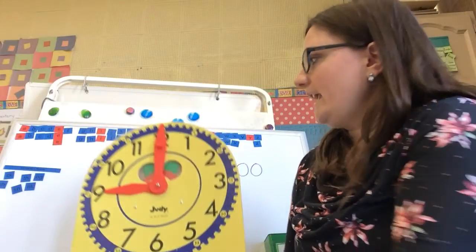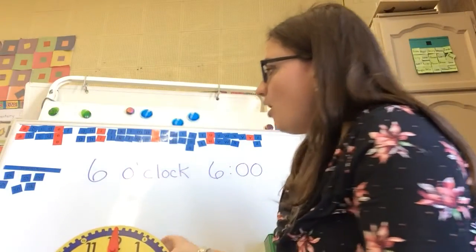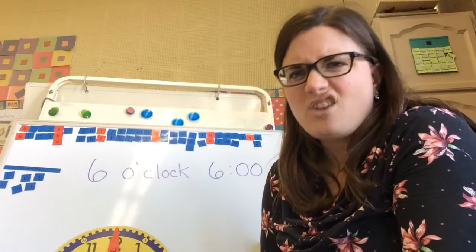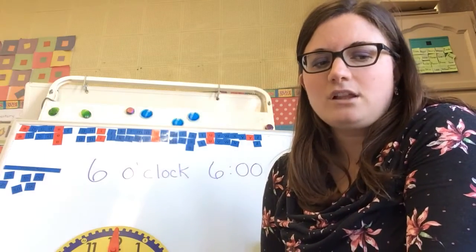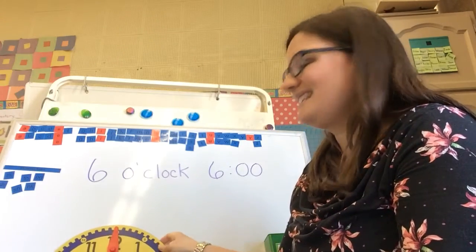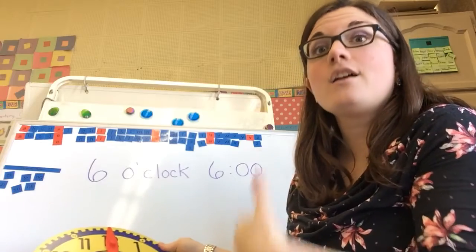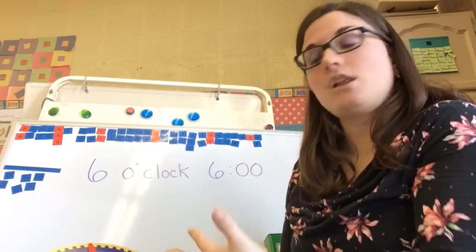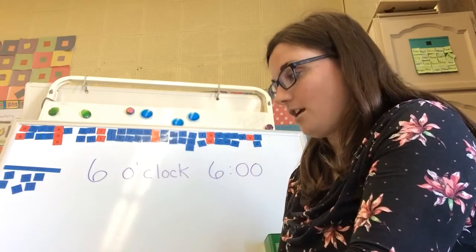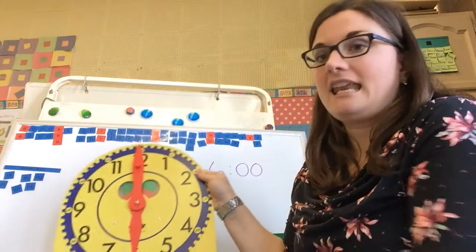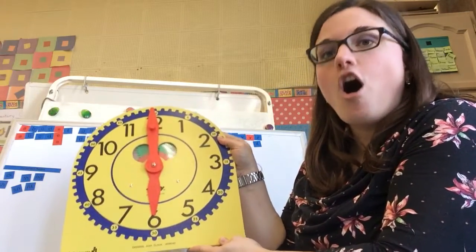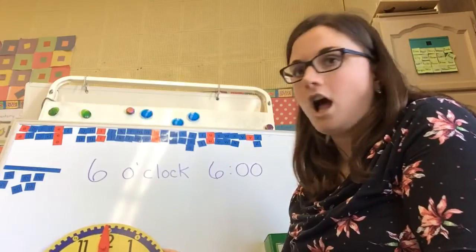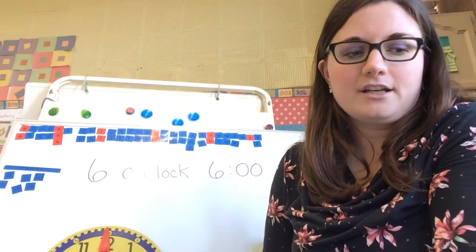Okay, we have written on the board o'clock, and you might be saying, Mrs. Johnston, what does that mean? And o'clock means that it is 6 on the clock. So 6 o'clock means, if I got my clock back out, it would mean that it is 6 on the clock. So 6 o'clock means 6 on the clock.